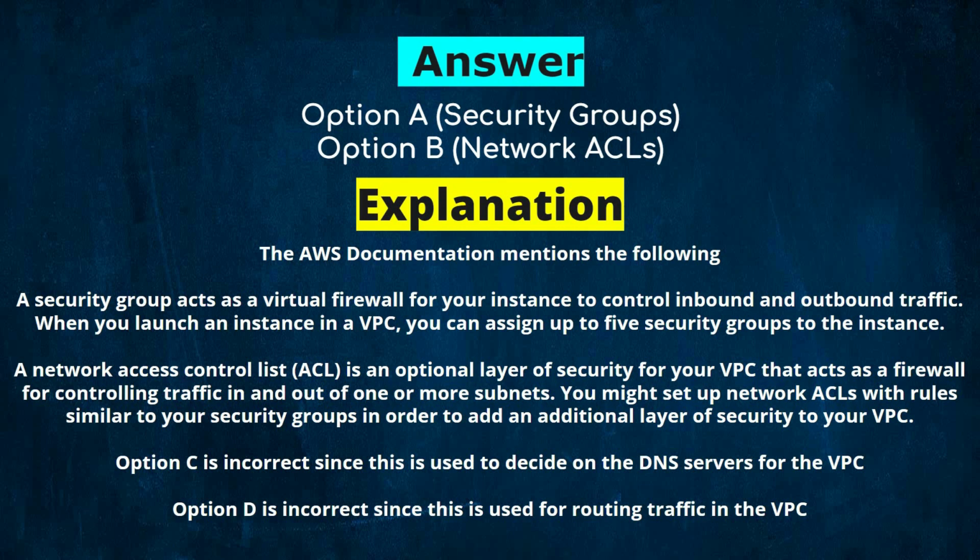Option C is incorrect, since this is used to decide on the DNS servers for the VPC. Option D is incorrect, since this is used for routing traffic in the VPC.